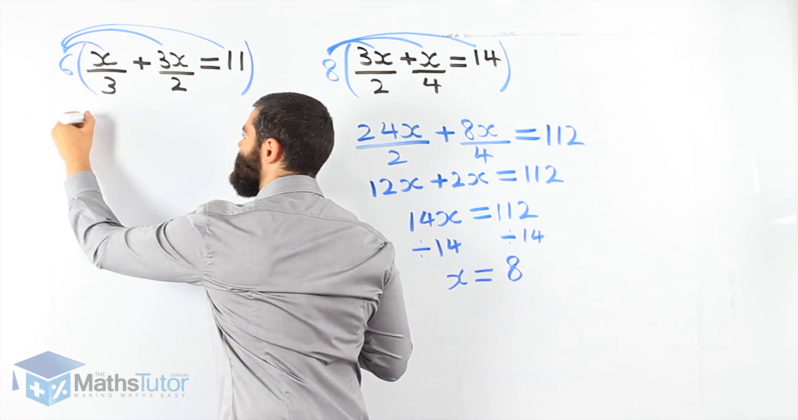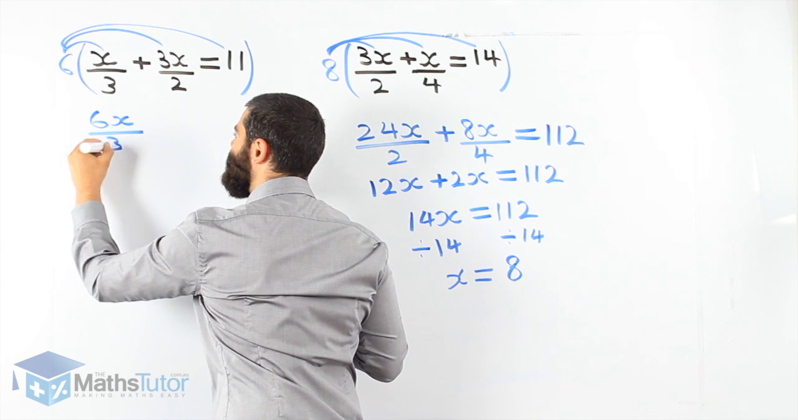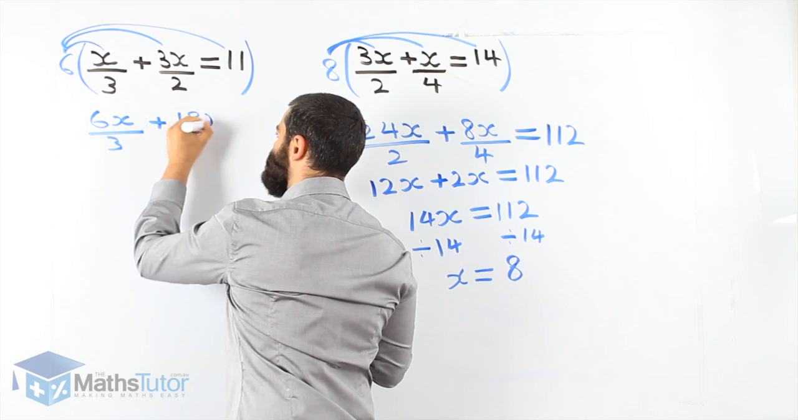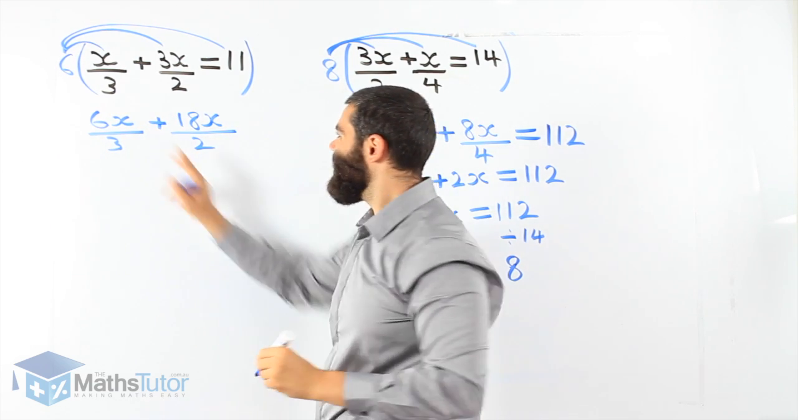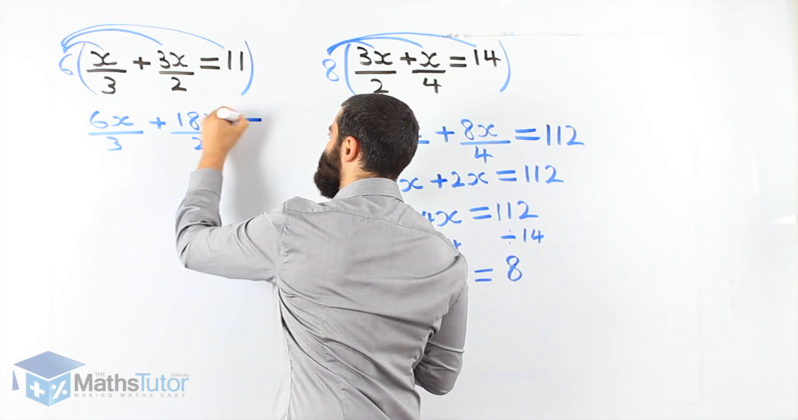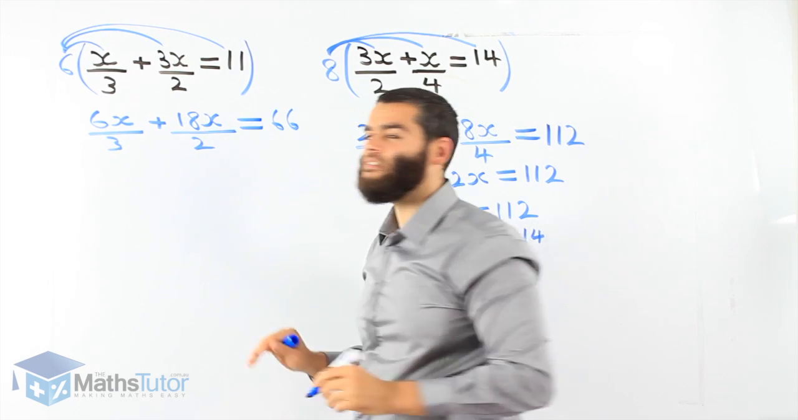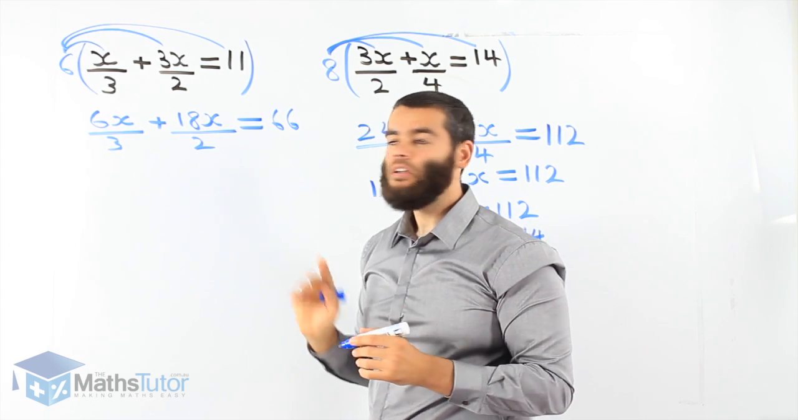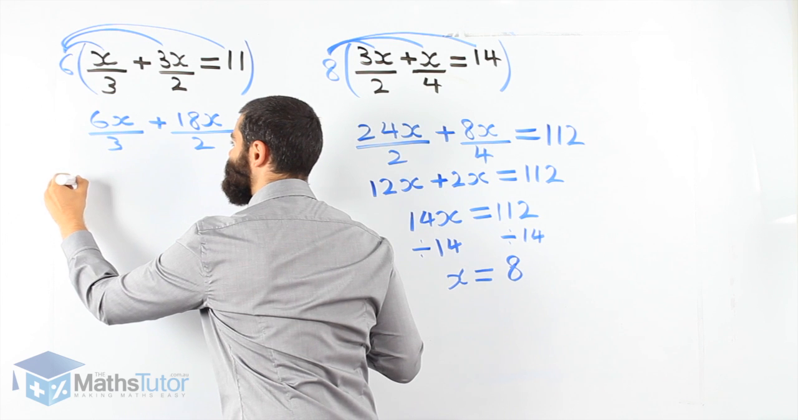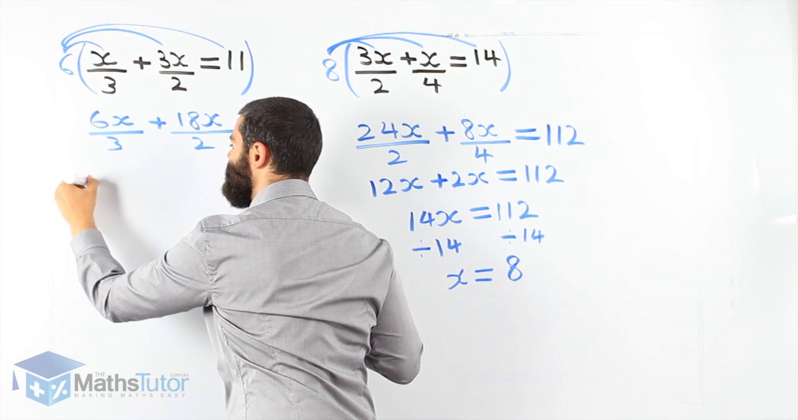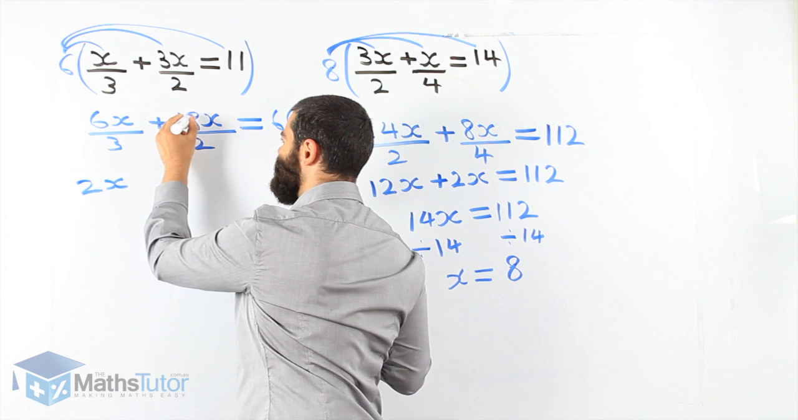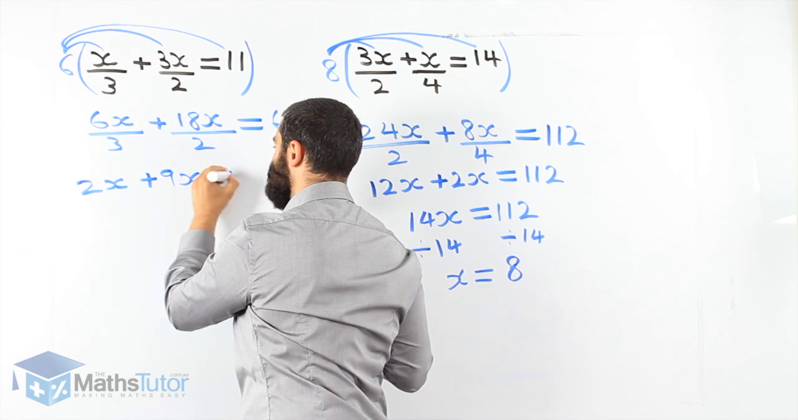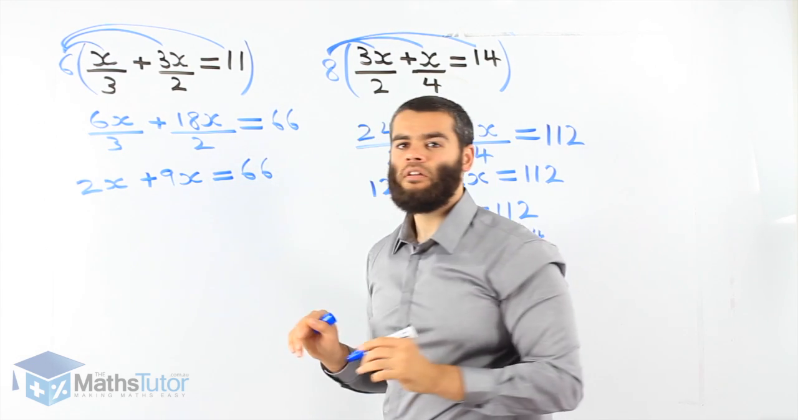6 times x, 6x over 3. 6 times 3x, 18x over 2. And 6 times 11, 66. Now, what do we do? We simplify, we divide to get rid of the denominators. 6 divided by 3, 2x. 18 divided by 2, 9x equals 66.